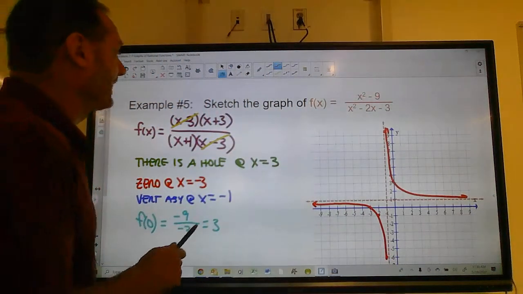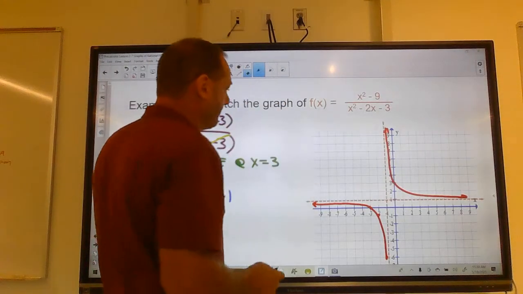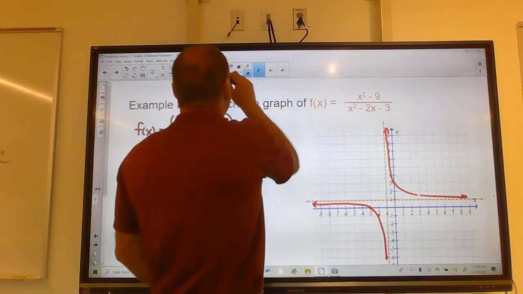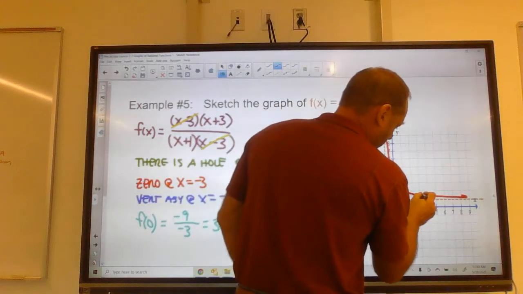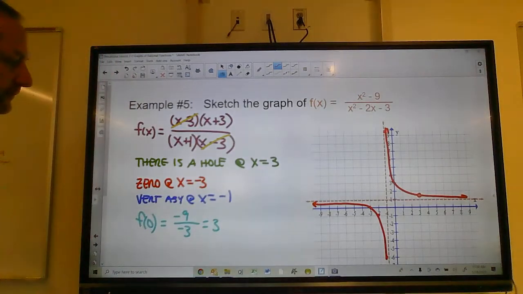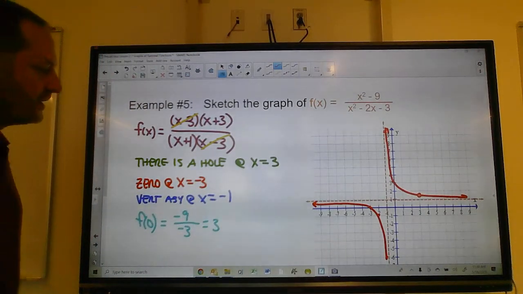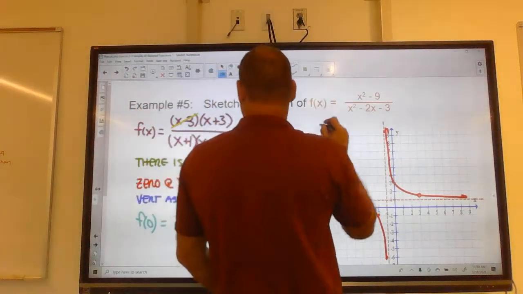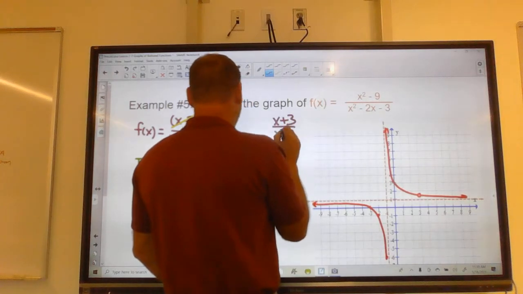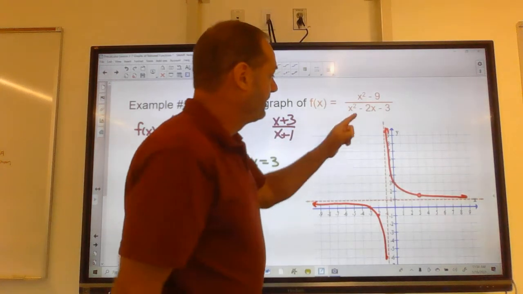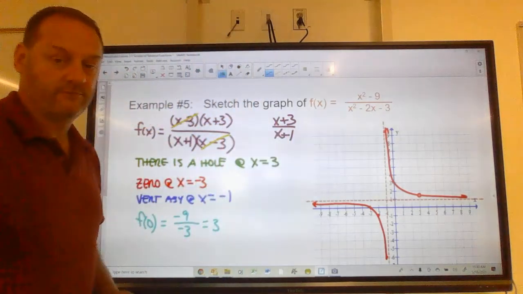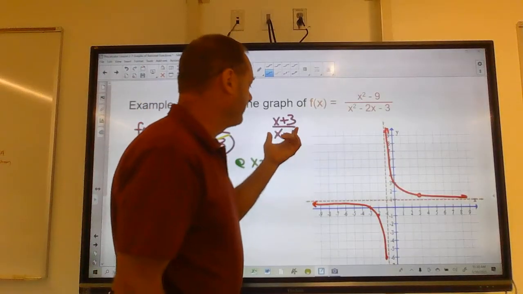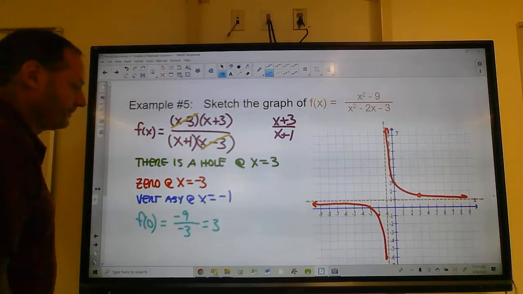Now, I can't forget my hole. I got to go back and put my hole in this thing. So I'm going to go to x equals 3, and there's going to be a hole right there. So then I'm going to put just a little circle right there like that, and there's my hole. Now, this graph looks exactly like this graph, except this one has a hole and that one doesn't. This one got canceled out. This one doesn't have a hole because there's nothing to cancel.